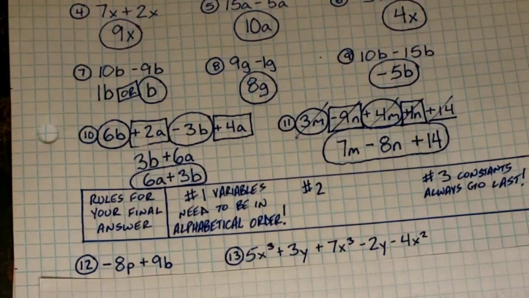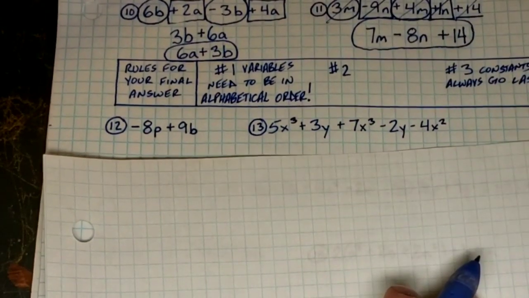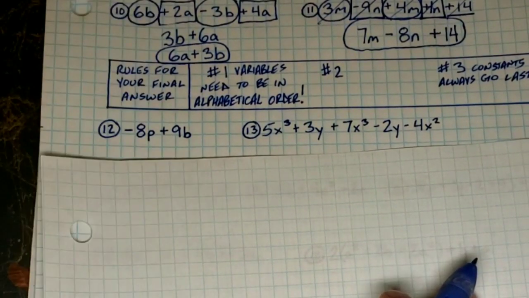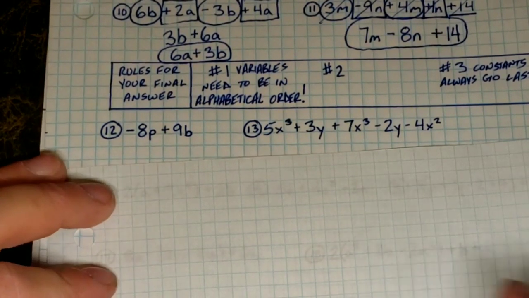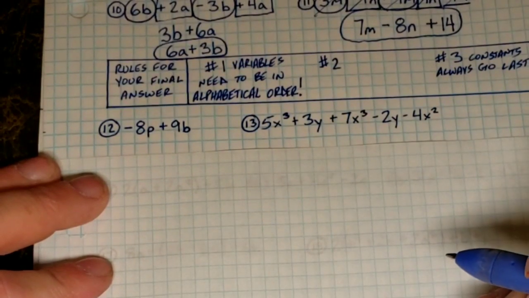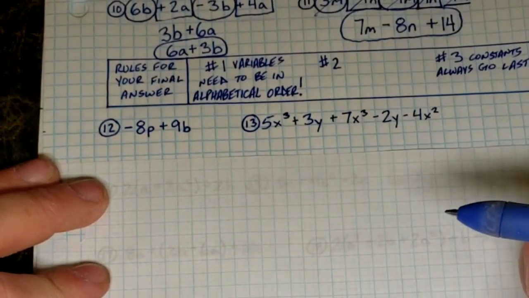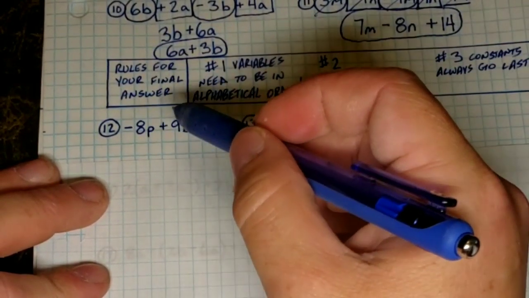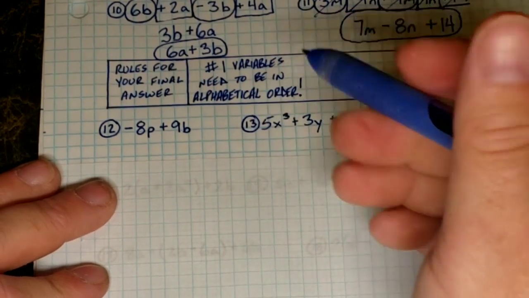All right, look at number 12. Do you notice anything about number 12? Are there any like terms? There are not. So what do we do? Well, we just bring it down. That's our answer. The only thing that is keeping me from writing this as my answer is the fact that P does not come before B alphabetically. So I do need to rearrange it.